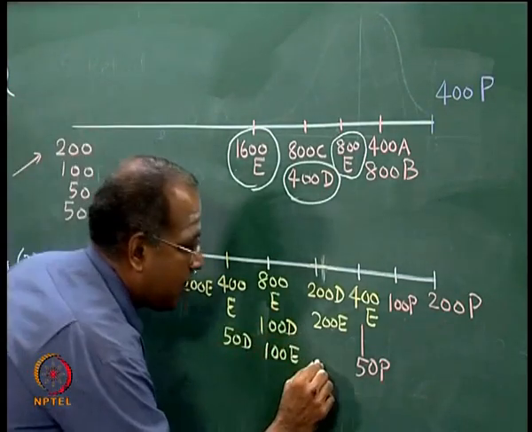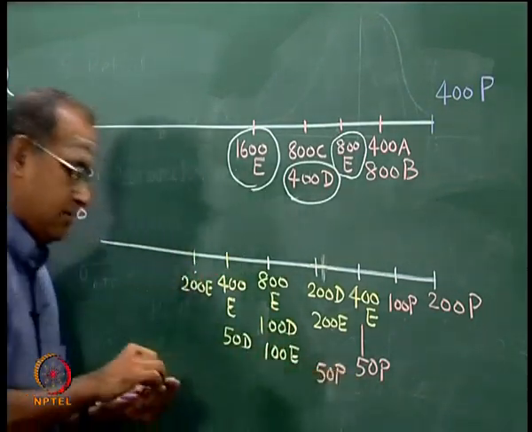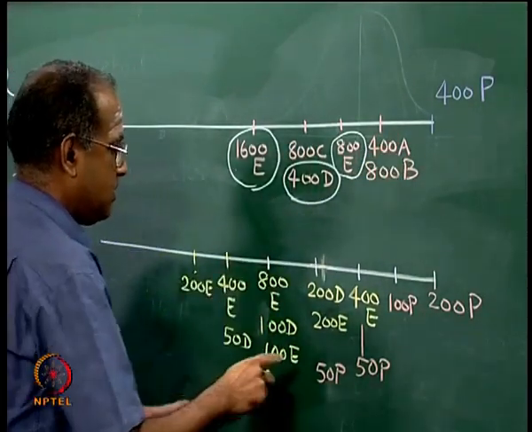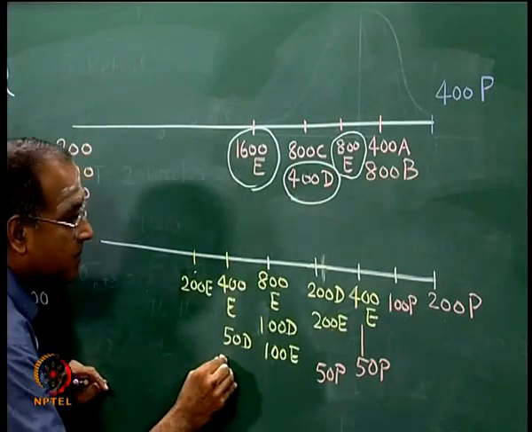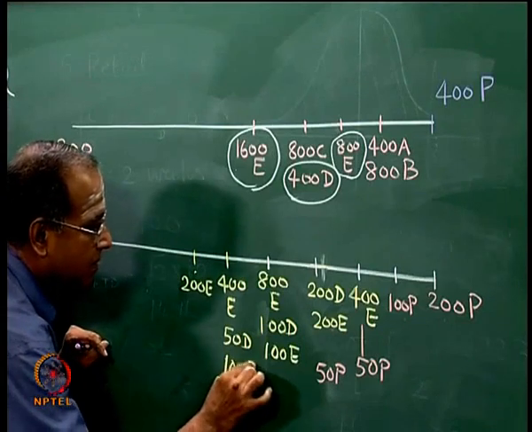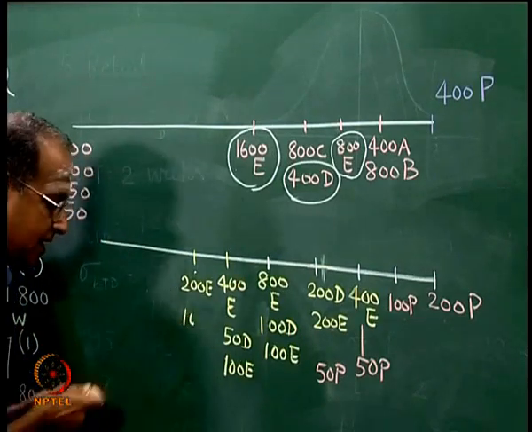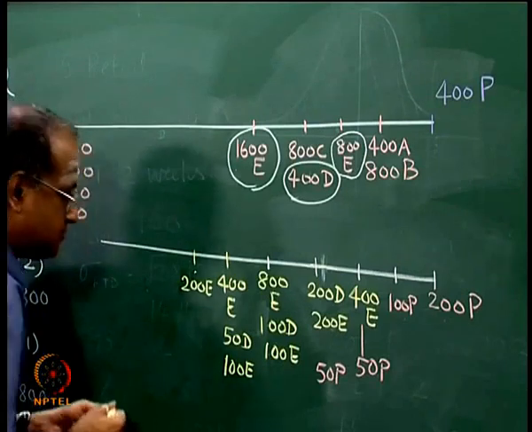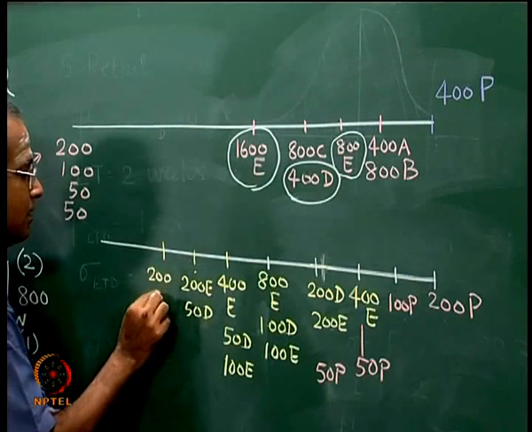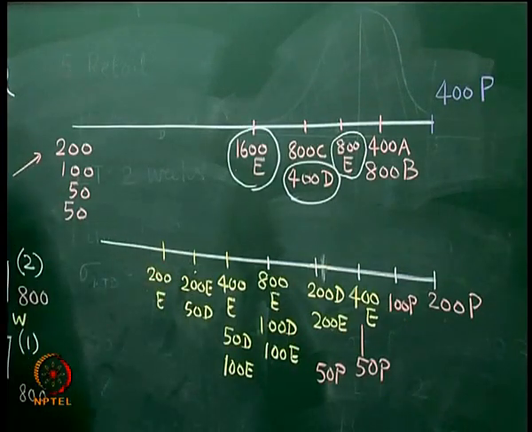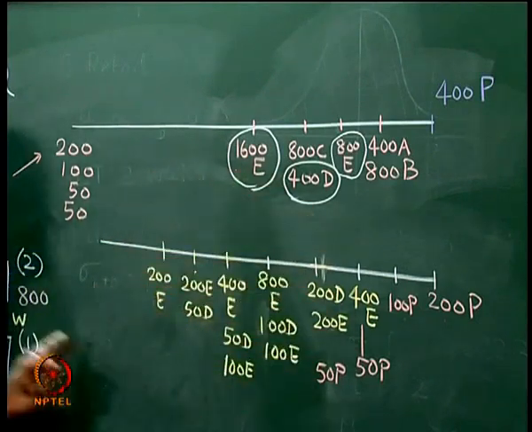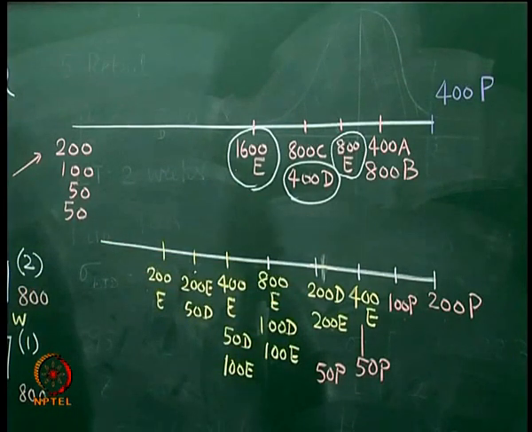Now, another 50 P here would mean that we need 100 E here, 50 D here, and 200 E here. So now, the moment we shift this demand into weeks, we are going to have this as the requirement for the bought out items.